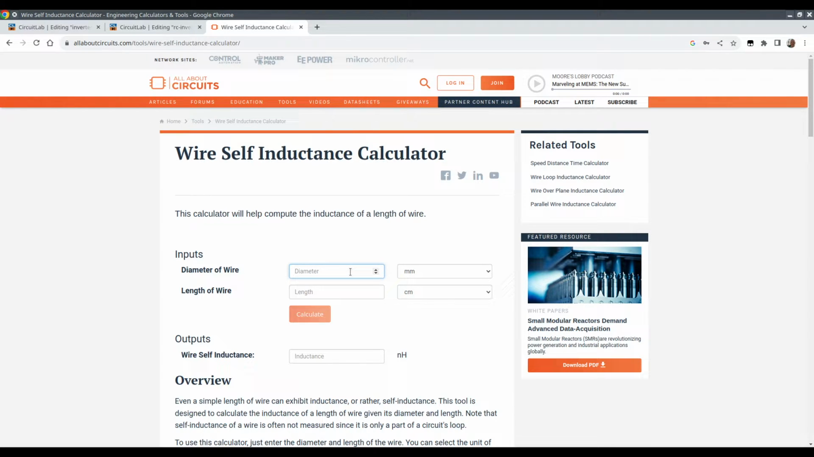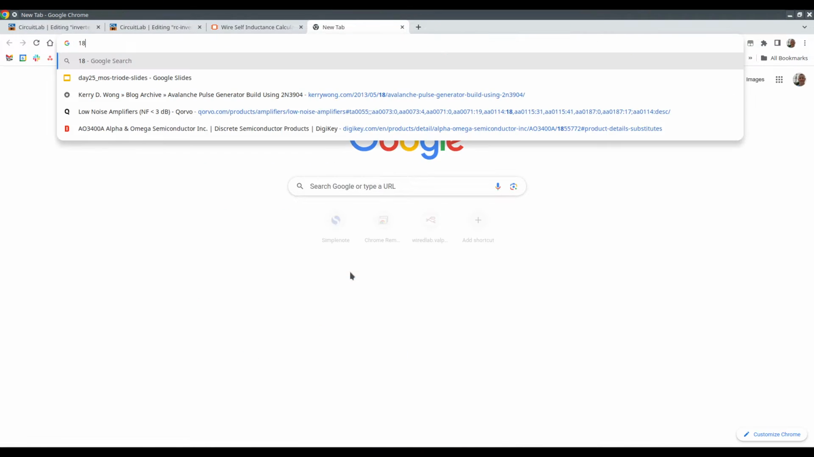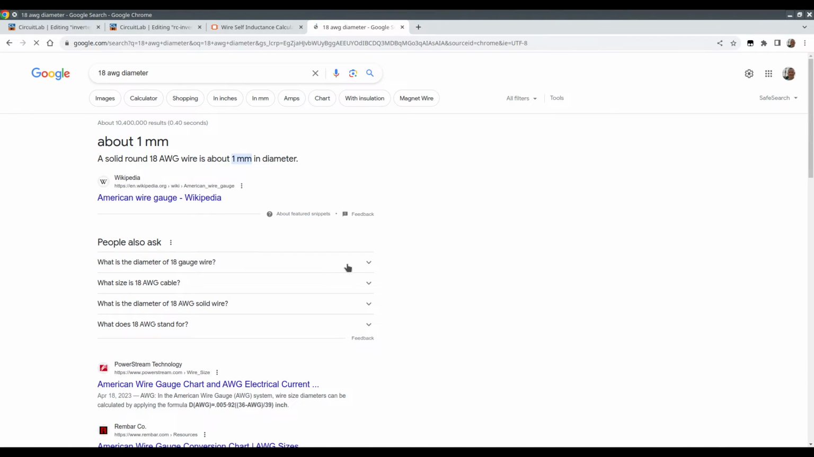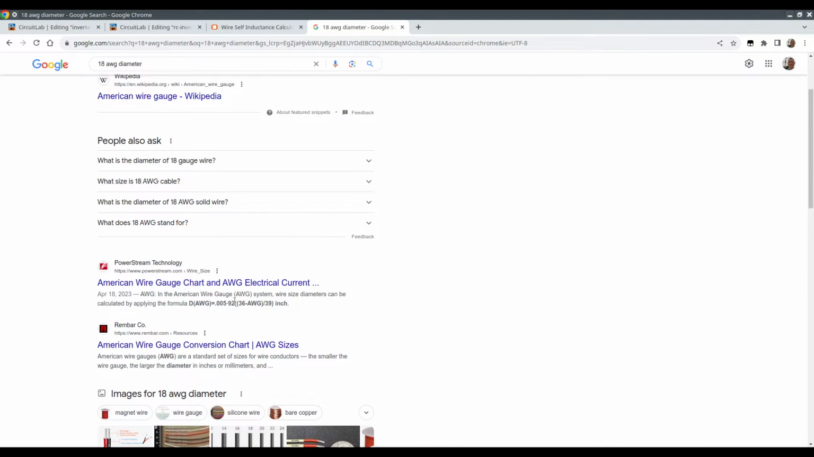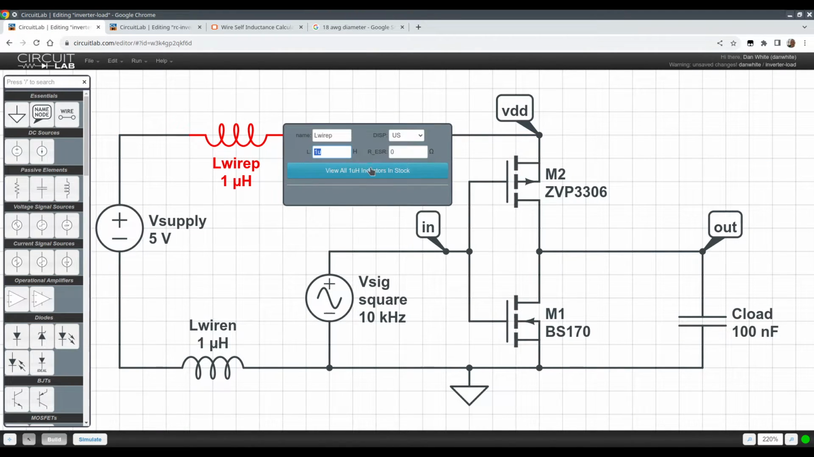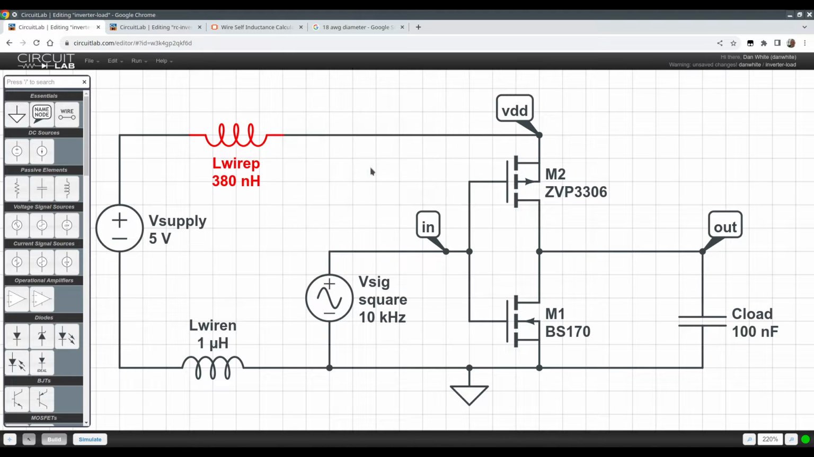Diameter of the wire. What's the diameter of the wire? It's about 18 gauge wire, 18 AWG. 18 gauge is about 1 millimeter in diameter. I'll believe that. All right, so 1 millimeter in diameter. The length of this wire, man, what? 30 centimeters? 30 centimeters. Calculate this, and I get 381 nanohenries of inductance. Okay. That's what it is. Let's just do 380 nanohenries.